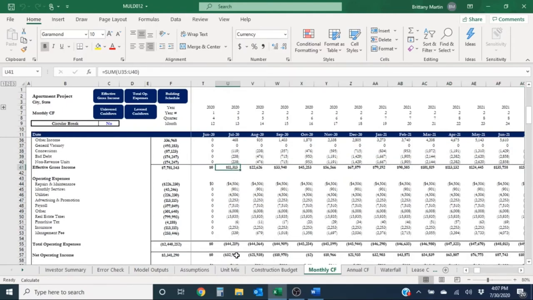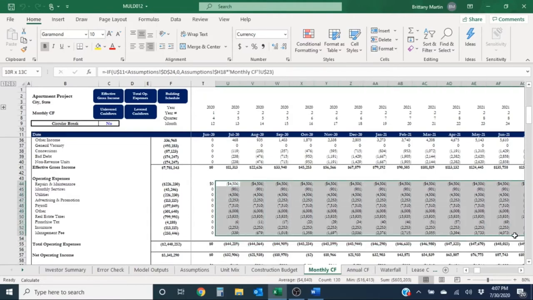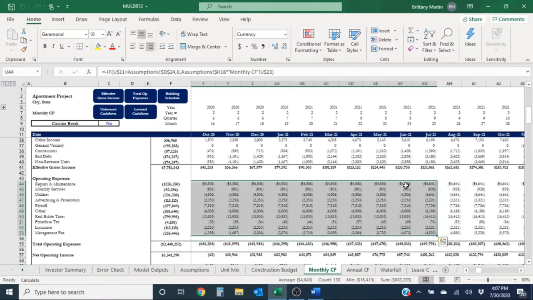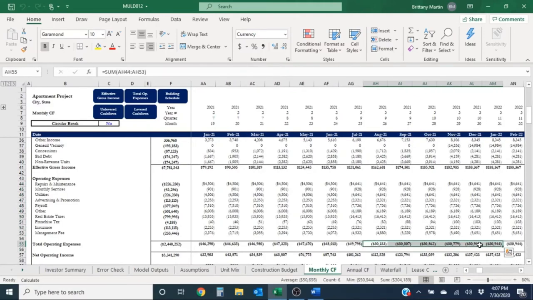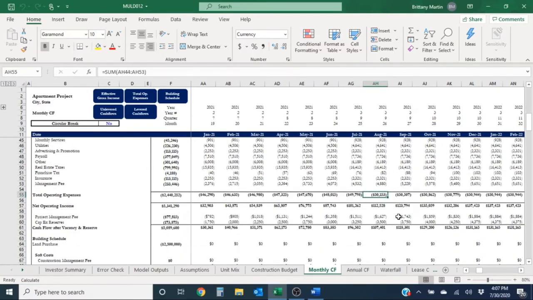Scrolling down, we have operating expenses. Those are more fixed throughout, besides, of course, we have inflation assumptions as well. Ultimately, this is pretty steady, besides possibly our franchise tax and our management fees, which are going to be based on some other factors, but for the most part, a lot of these expenses are fixed throughout.